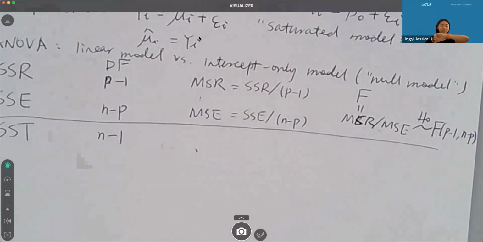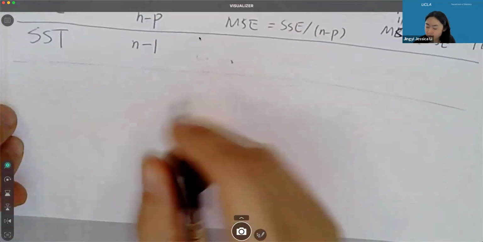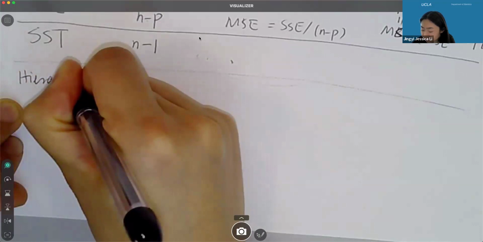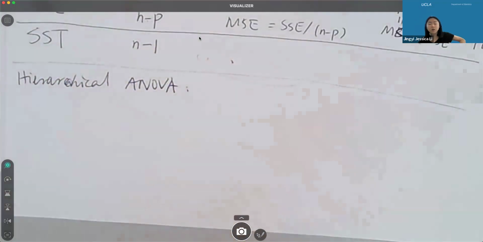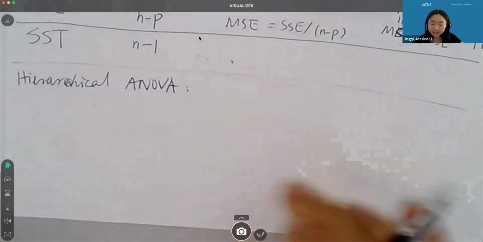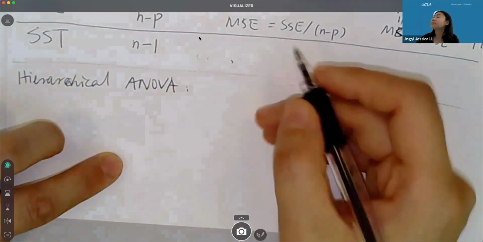Okay. Then the next topic we move on to is hierarchical ANOVA. So what this does is that, now we are not comparing a linear model to an intercept-only model, but we are comparing a linear model with more covariates to a linear model with fewer covariates. Okay, so that's what we do. Basically, we can compare. So if I use the R command to write it, is yeah.